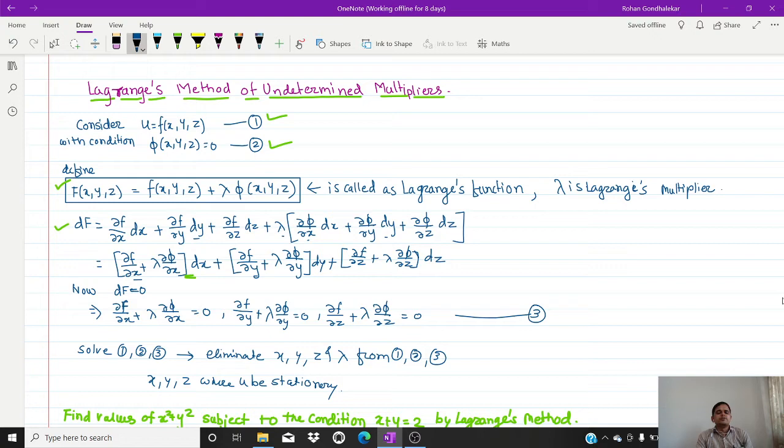Now equate df with 0. So that gives me the 3 equations. That means these 3 brackets get equated with 0. I am getting these 3 new equations. Now from 1, 2 and 3, we try to eliminate x, y, z from these equations. That means we are interested in evaluating the values of x, y and z, for which the u remains stationary, either a maxima or a minima, or neither maxima nor minima.